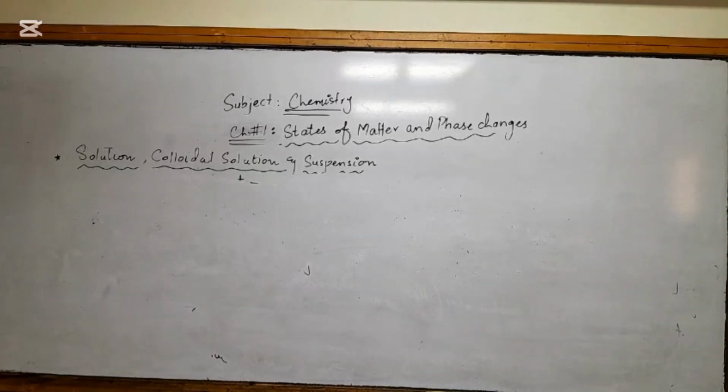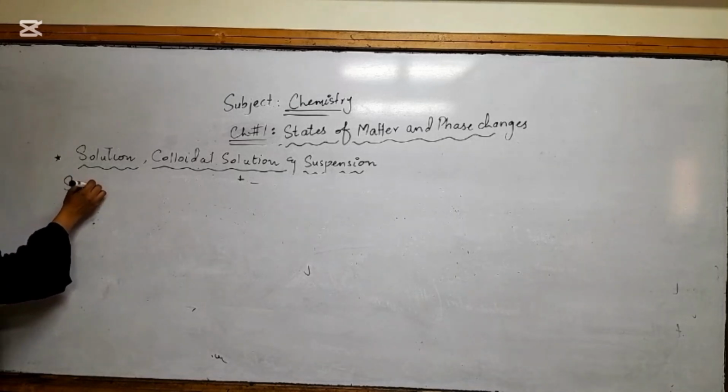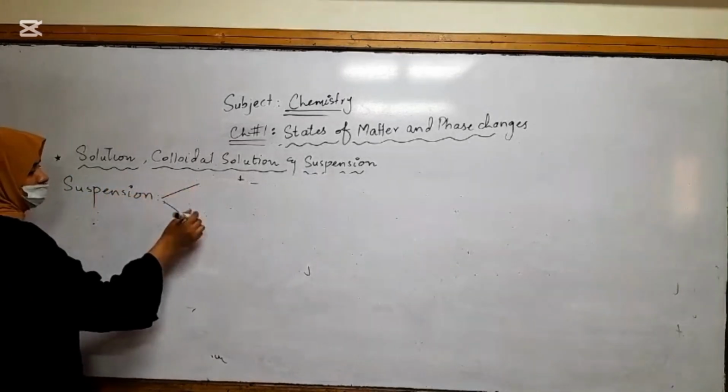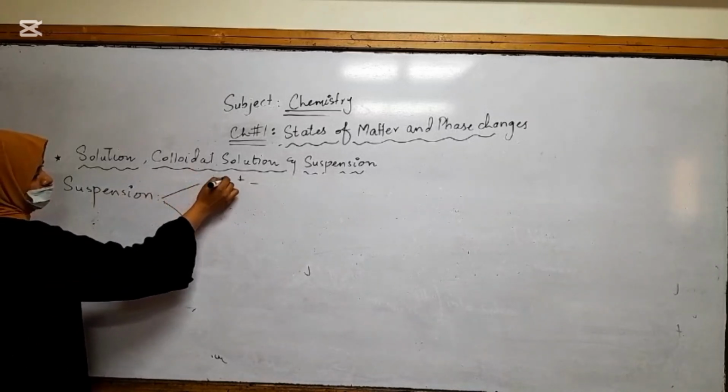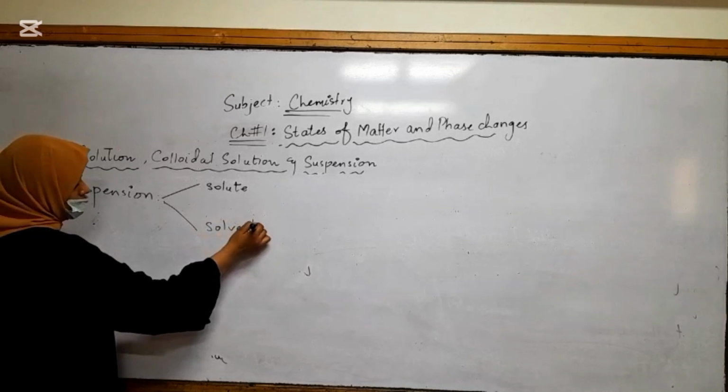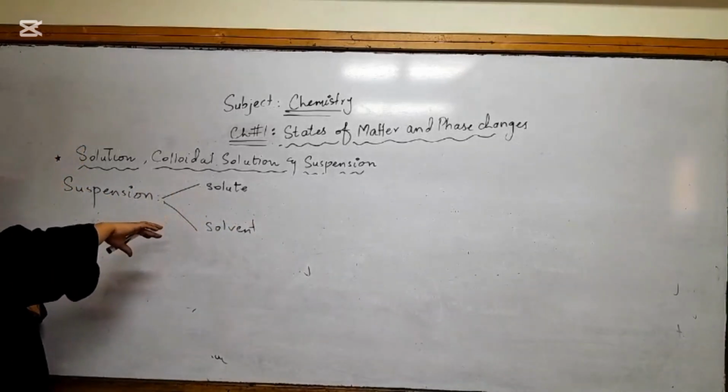So next to solution we have the suspension. How are suspensions formed? A suspension also has two components, solute and solvent. When they both are mixed with each other, then a suspension is formed.